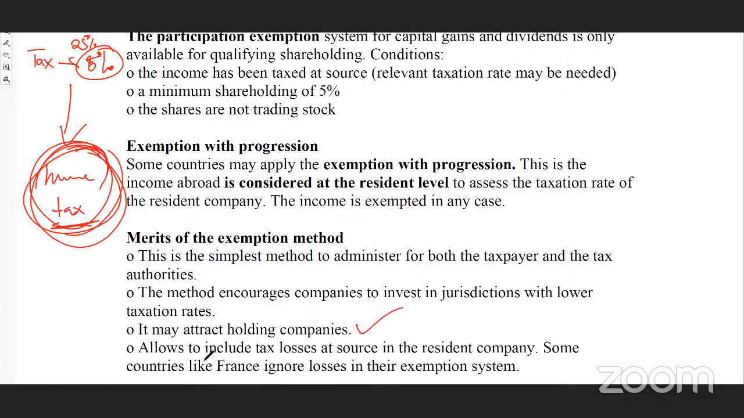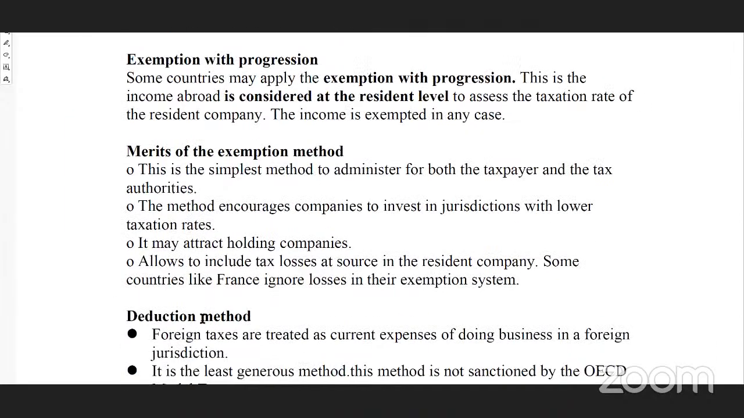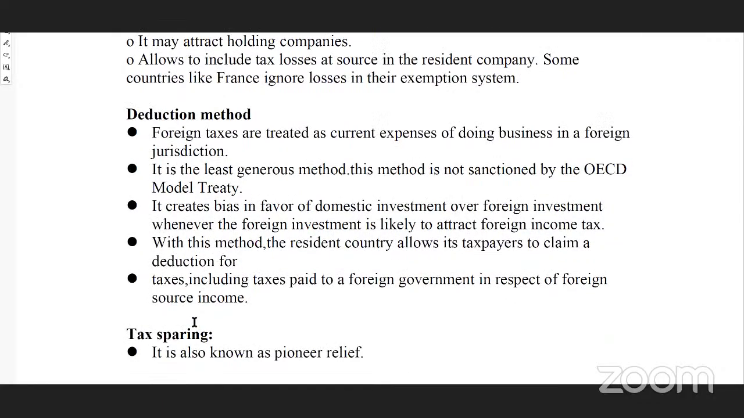And sometimes it allows companies to include tax losses at source in the resident company or the resident country, right? Some countries like France ignore losses in their exemption system. Even in Ghana to some extent, but don't worry about that. No one will go that far with you. Okay. So we come to the deduction method.